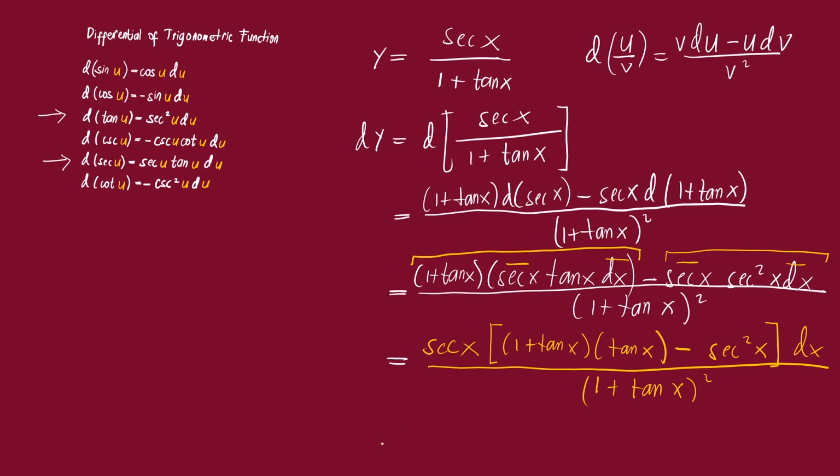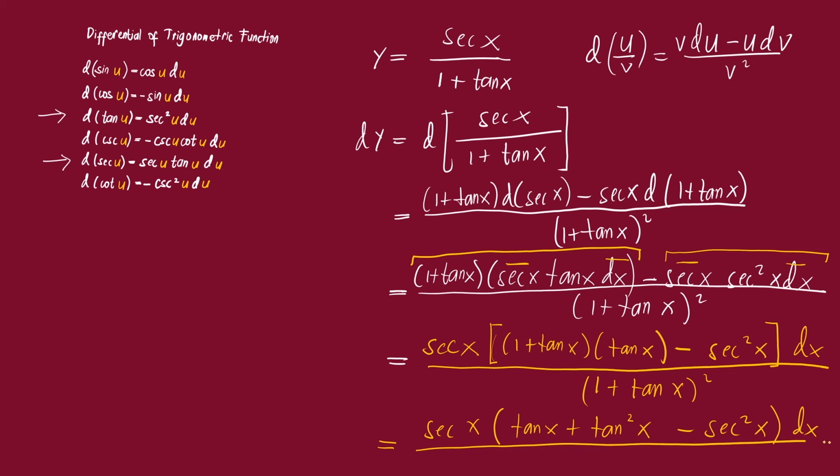So simplifying this further, this is equal to secant x. Getting rid of the parentheses here, so I will use parentheses instead of bracket. We multiply tangent times 1, that is tangent x. Tangent times tangent, that is tangent squared x. Tangent squared x minus the secant squared x, dx, of course, all over the denominator, and that is 1 plus tangent x squared.